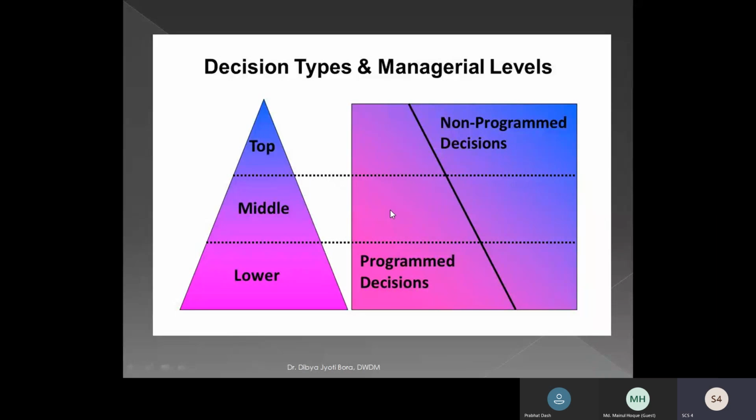Because, person-wise, as Prabhat asked, if we talk about persons, obviously you will see the different levels of managers in an IT office. But actually, we are talking about the types of decisions being made. So this middle portion is a kind of overlap between them, which is not truly the program part or truly the non-program part.